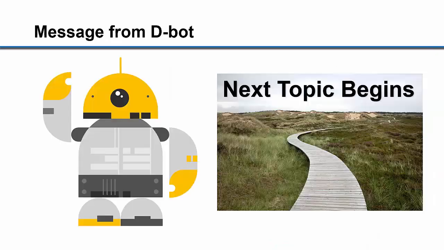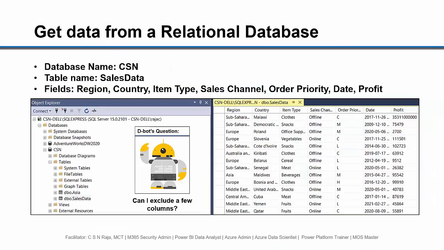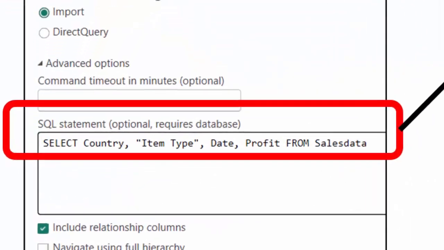Okay, let us now begin a new topic. This topic is more focused on getting data from a relational database, such as a SQL server. I have a database called CSN and a table called sales data with columns such as region, country, item type, and so on. Dbot is asking a question. Raja, can I exclude a few columns while I bring the data from SQL Server to Power BI? Because that will reduce the size of my model if I can avoid columns that I will not be using in my reports. That is a pretty good question.